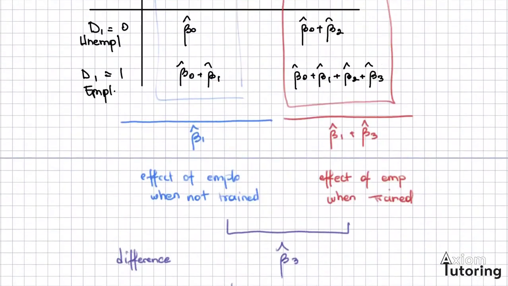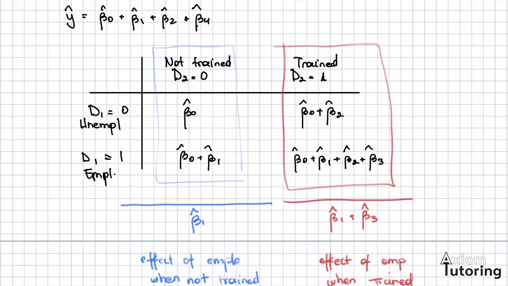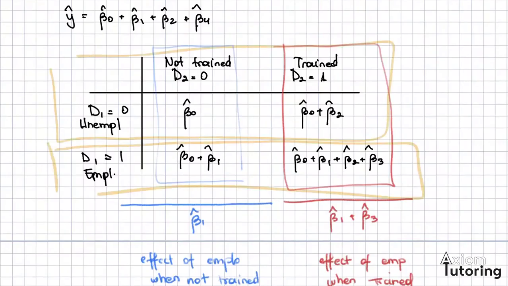Okay, so the same way that I found this beta 3, you can exercise by yourself and see this row differences, this row differences, and then the difference between the two. Your answer will still be beta 3.